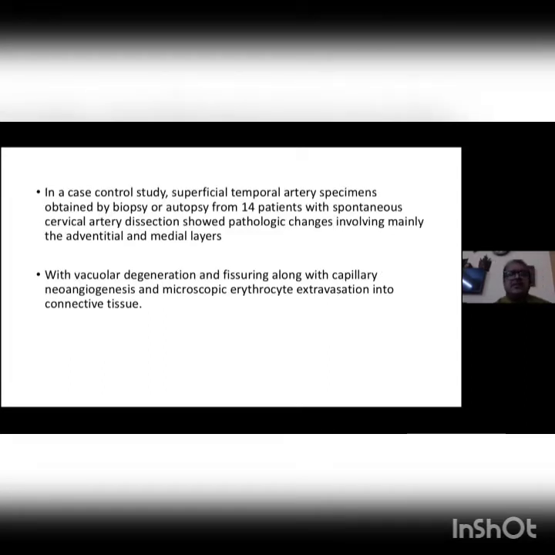In a case control study, superficial temporal artery specimens obtained by biopsy or autopsy from 14 patients with spontaneous cervical artery dissection showed pathologic changes involving mainly the adventitial and medial layers. They cannot take the biopsy from the affected main vessel, so they took the superficial temporal artery biopsy and found pathological changes with vacuolar degeneration and fissuring, along with capillary neoangiogenesis and microscopic erythrocyte extravasation into the connective tissue.